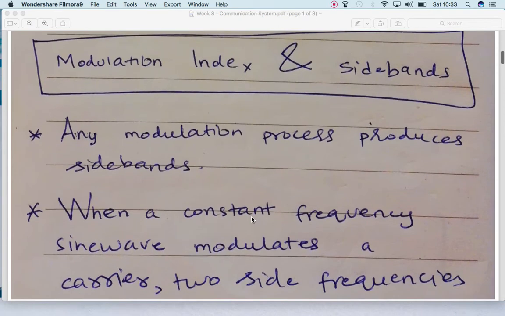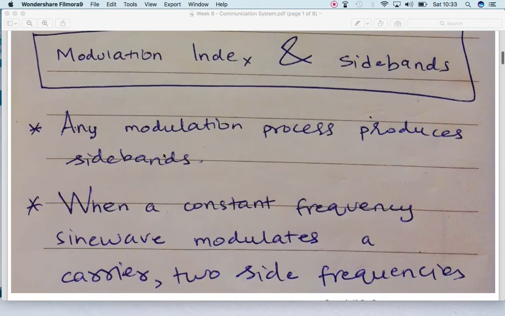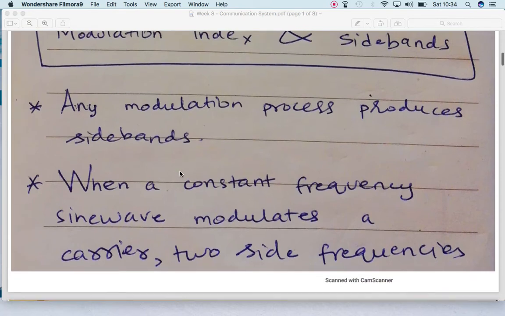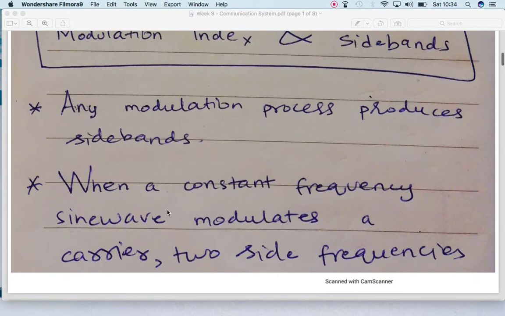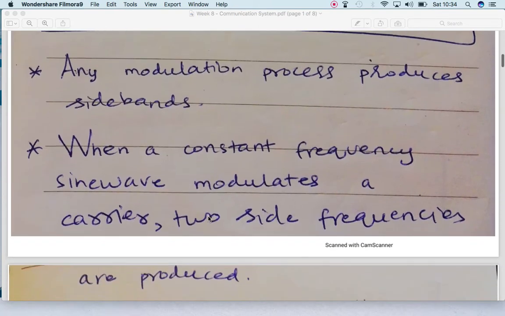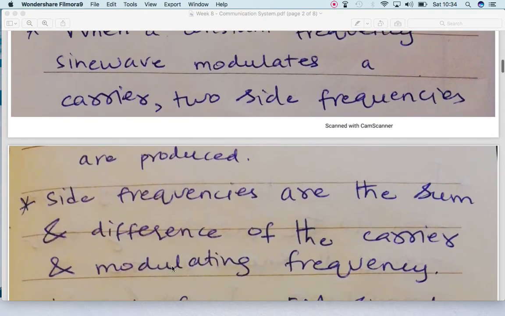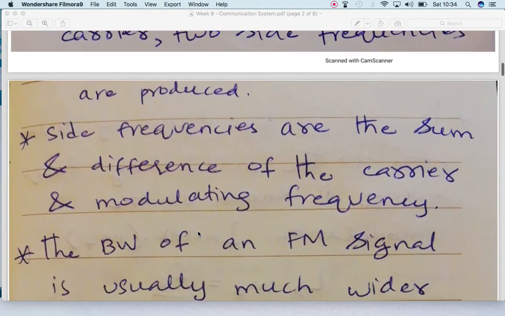So let's come to the first topic, the modulation index and sidebands. Here we can read the literature and then there is an explanation from my side to you that any modulation process produces sidebands. When a constant frequency sine wave modulates a carrier, two sideband frequencies are produced, and the sideband frequencies are the sum and the difference of the carrier and the modulating frequency.